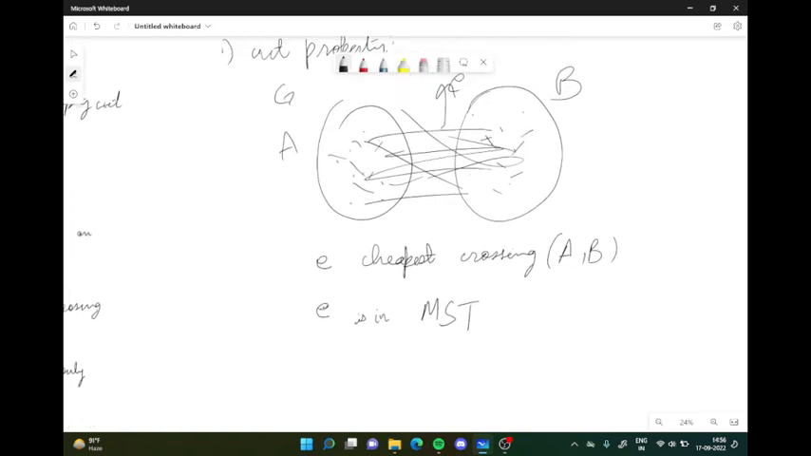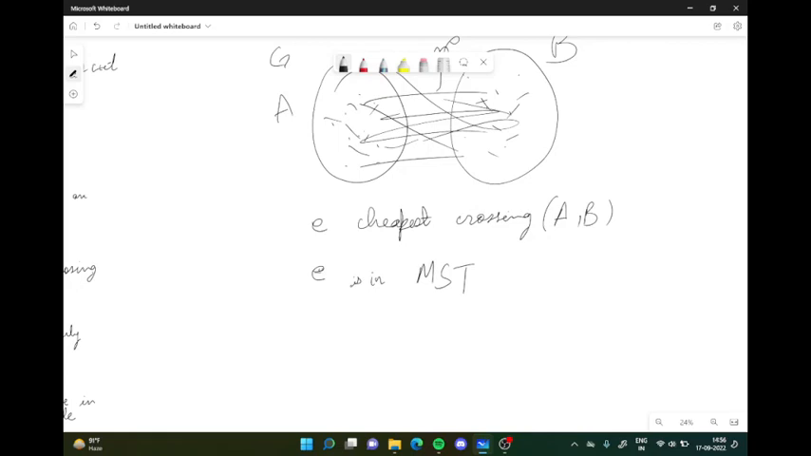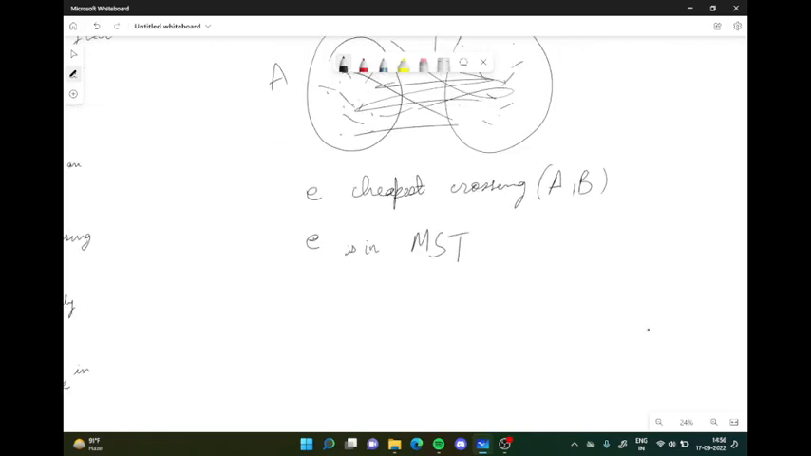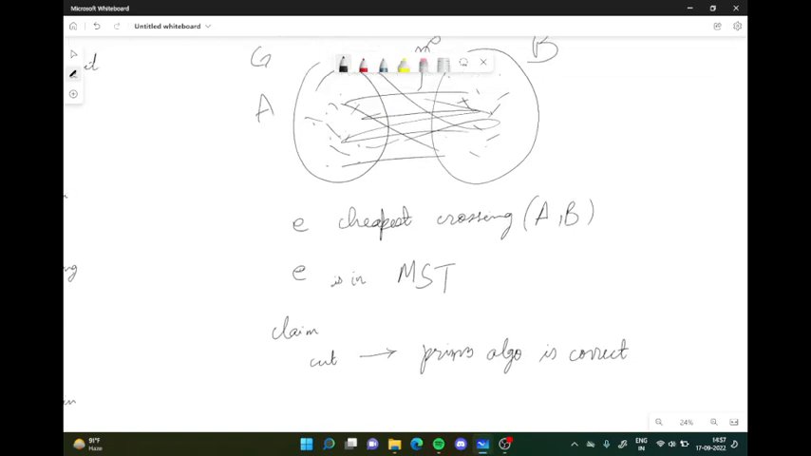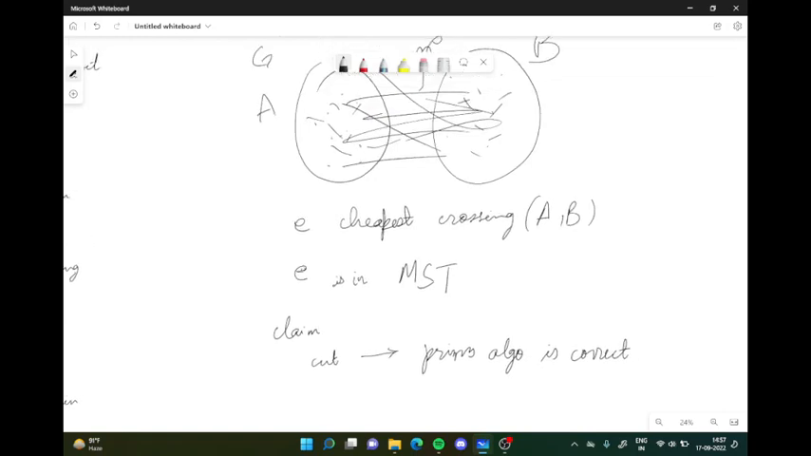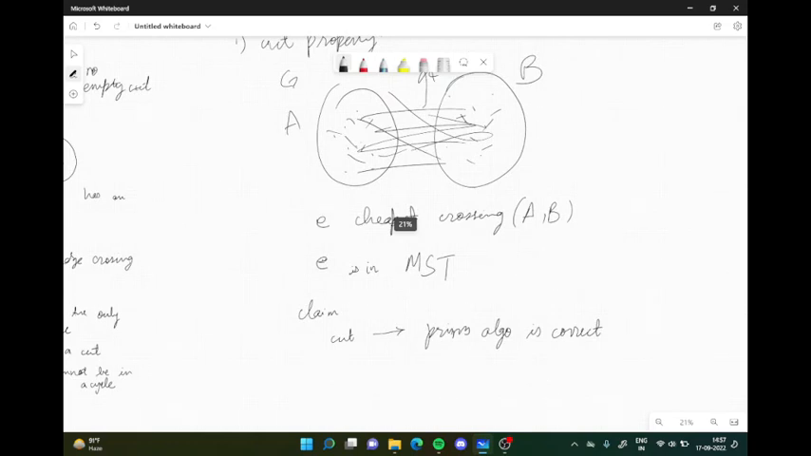So the claim is that if I can prove this cut property, let's assume for the time being that this cut property is true. My claim is that the cut property implies that Prim's algorithm is correct. Let's see how. If the cut property is true, that means for every cut we are choosing, we are taking the cheapest edge and including it in our MST, and that is justified by the cut property.